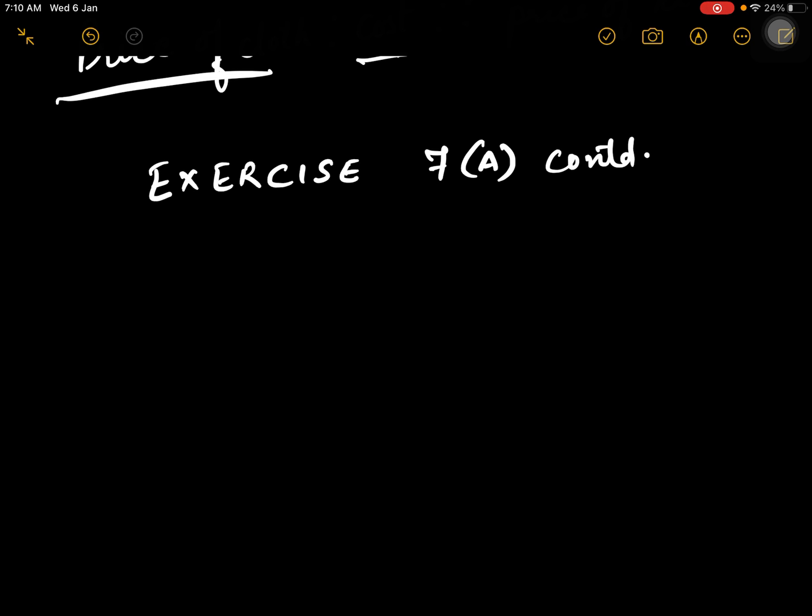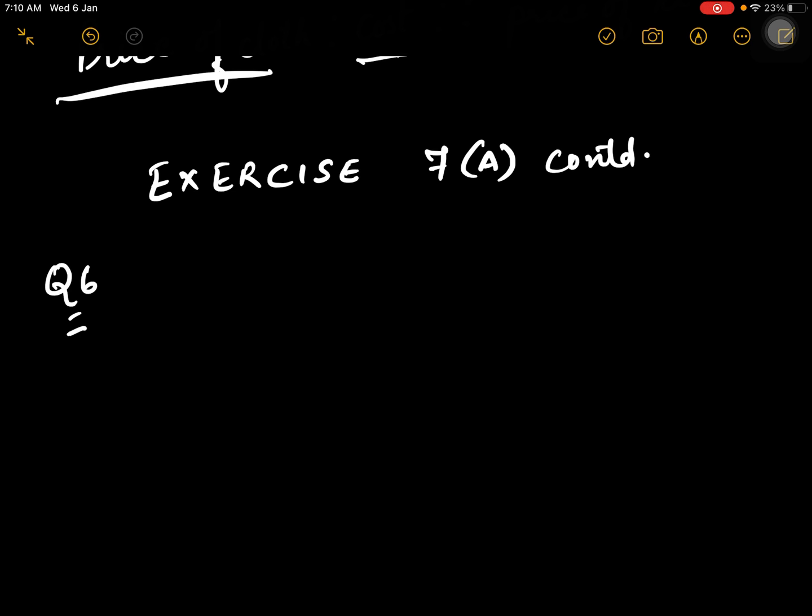Good morning, students. In the previous video, we had learned about proportion. We had understood the concept of proportion. And today we'll continue exercise 7a from question number 6. I'll give you hints for some questions and you all will complete the exercise 7a.